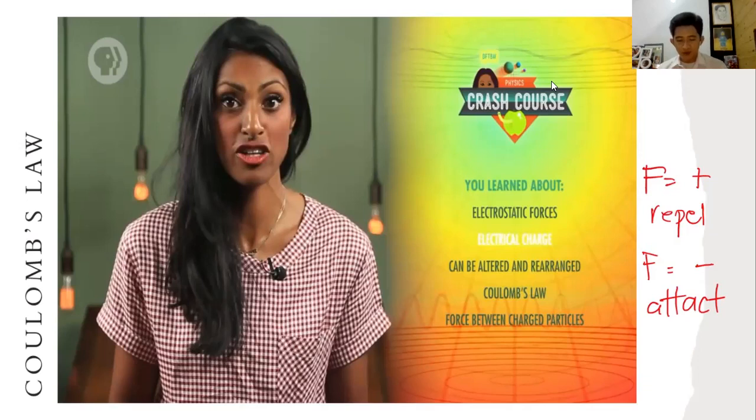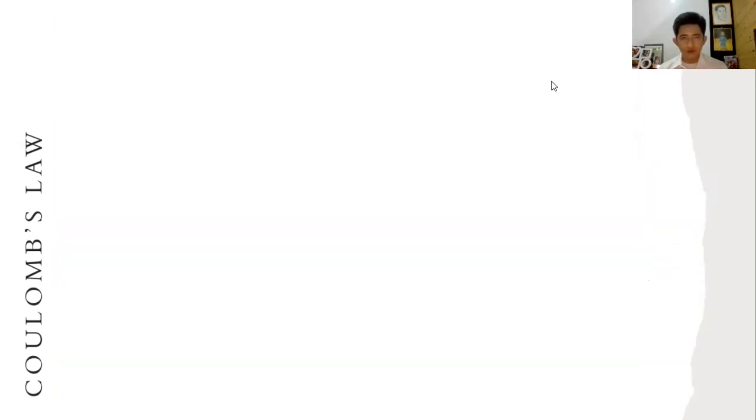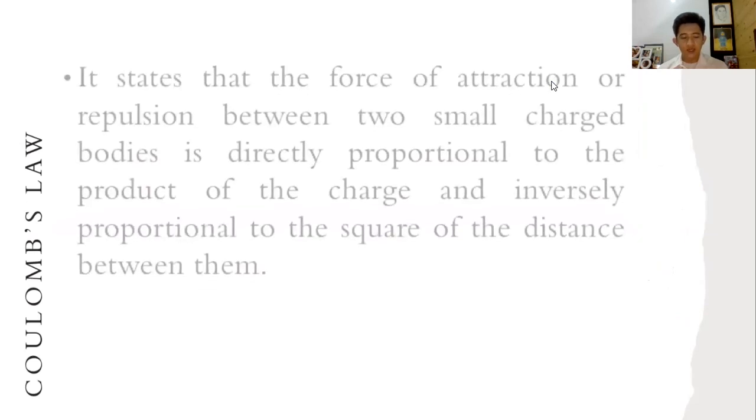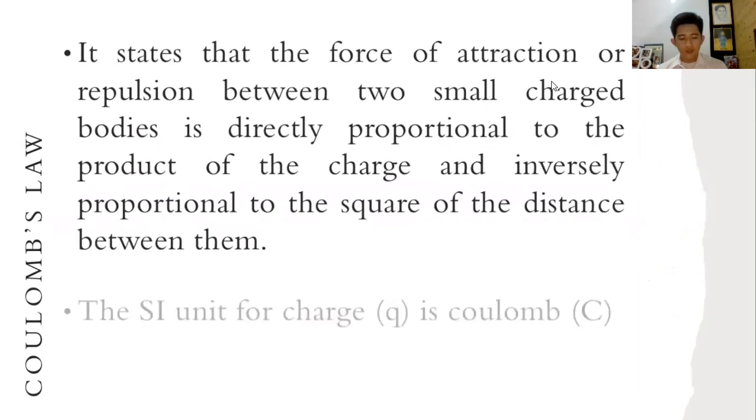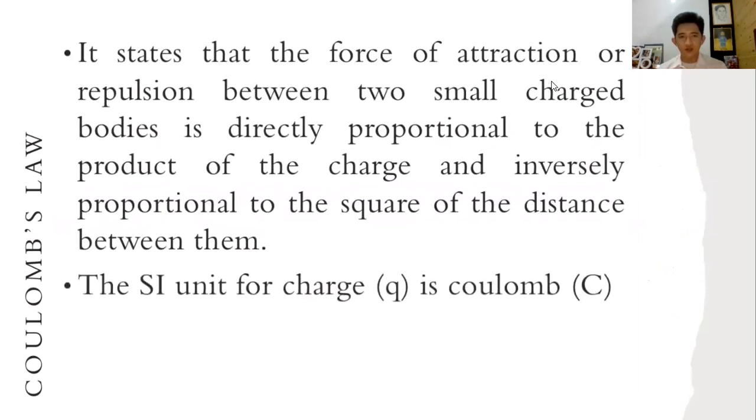So here, Coulomb's law is stating that the force of attraction or repulsion between two small charged bodies is directly proportional to the product of the charges and inversely proportional to the square of the distance between them. Meaning to say that the SI unit for charge, which is denoted by this small letter Q here, is the coulomb, named after Charles Augustin de Coulomb.